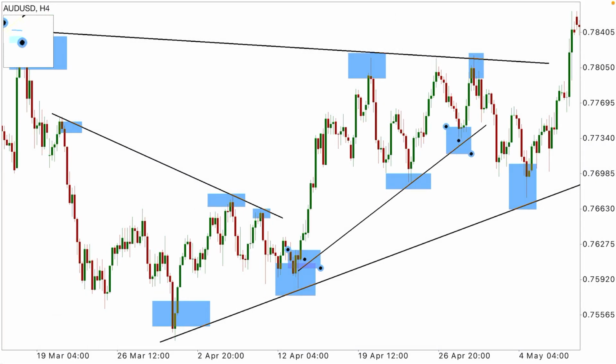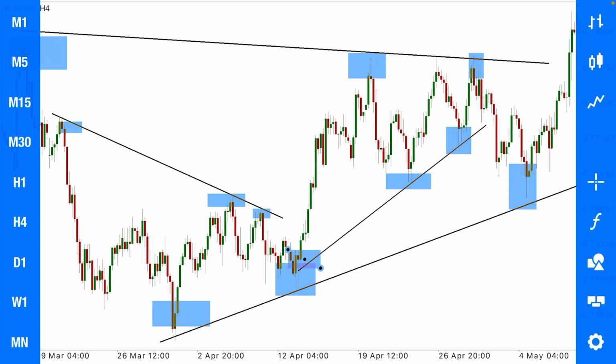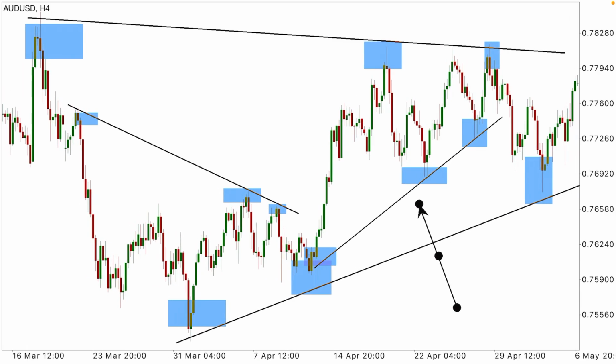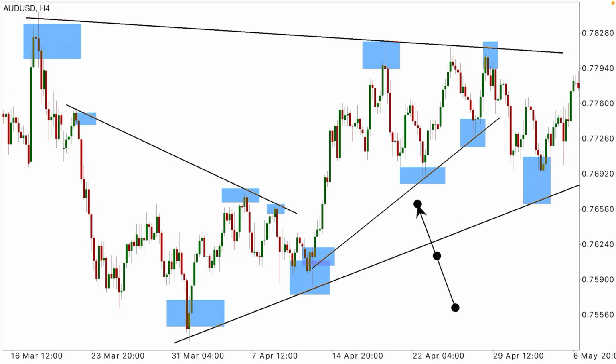But as I said, it is actually the demand zone here that caused your buy. This demand zone caused your buy and not the trend line. But trend lines can be some form of confluence to your buy decision.